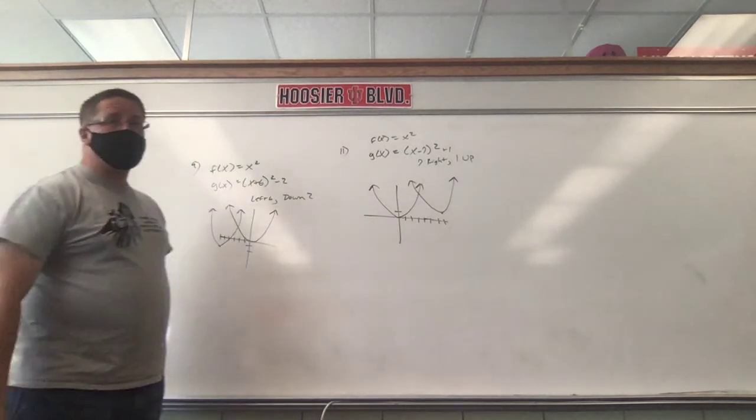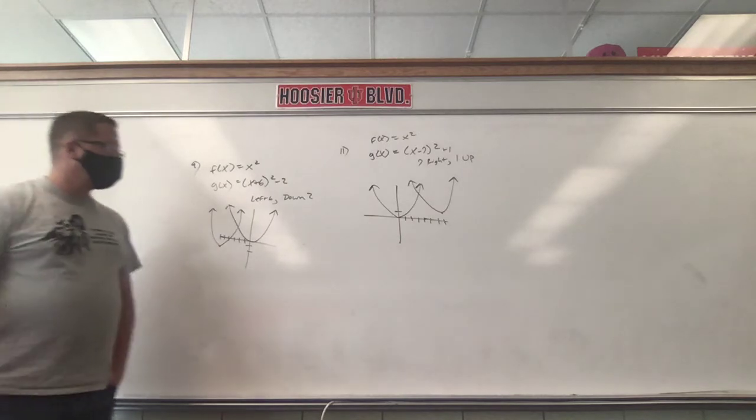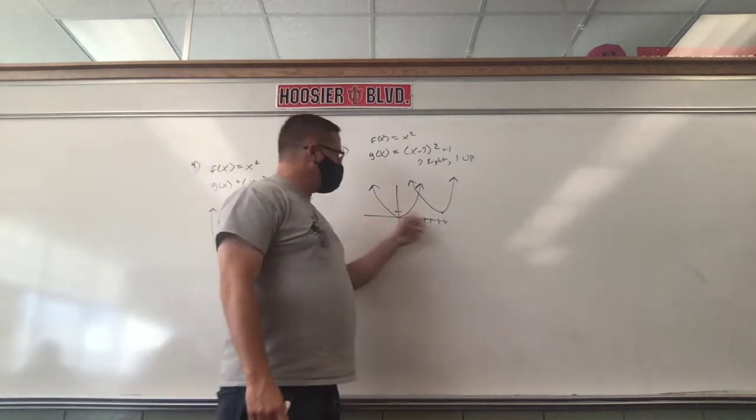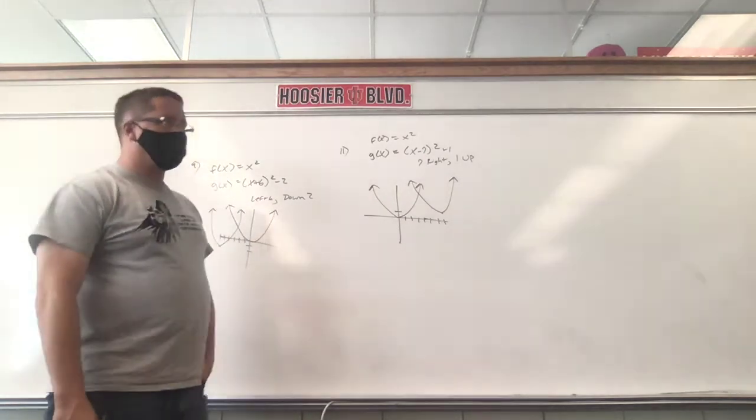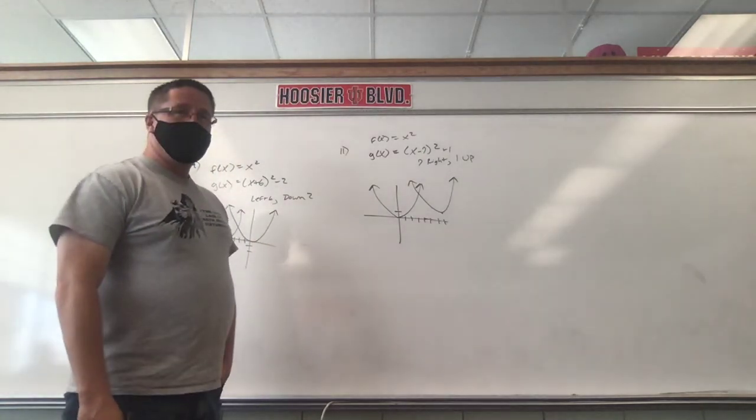So it should have moved it 7 right and 1 up. Original graph, 7 hash marks to the right, 1 up. Draw the same parabola opening upward. Okay? Any question number 11?